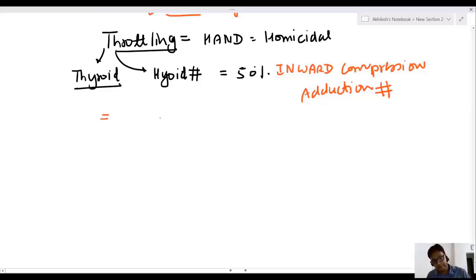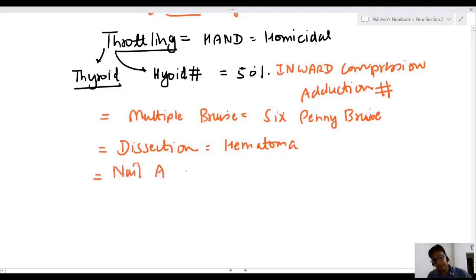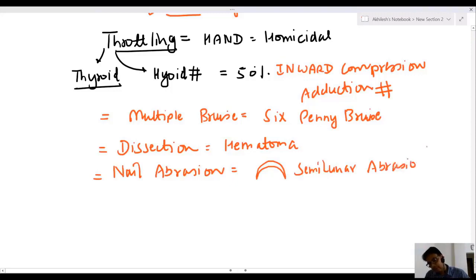Sir, multiple bruises on the neck, which are six penny bruises, coin-shaped bruises, can be present. After dissection of the bruise, you will find hematoma. Yes, bruise has hematoma. And nail abrasion. If the person compressing the neck has big nails, there will be semilunar or crescentic abrasions. I will show you the pictures of all three.